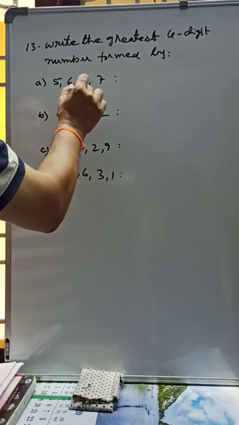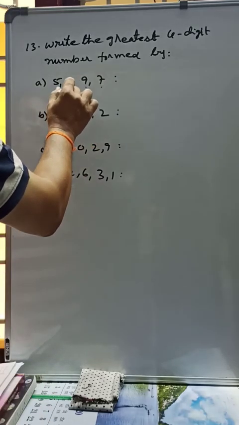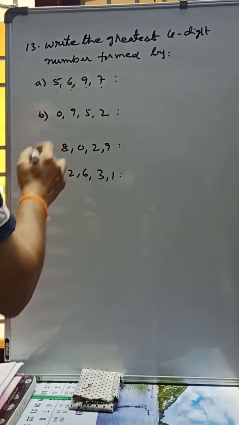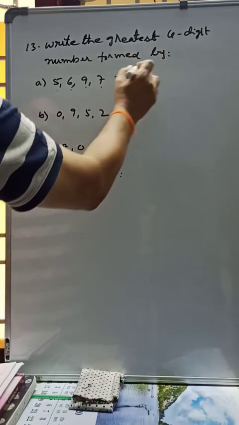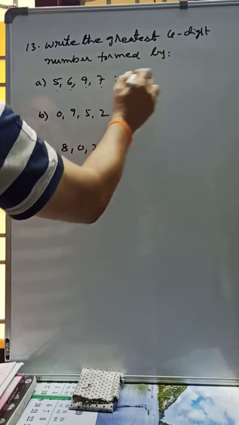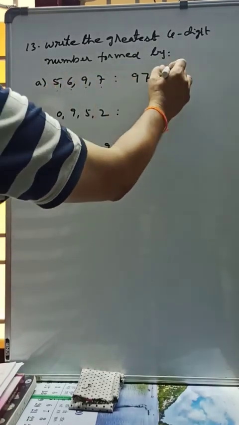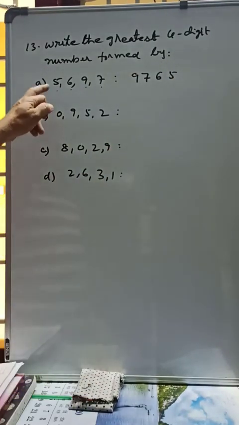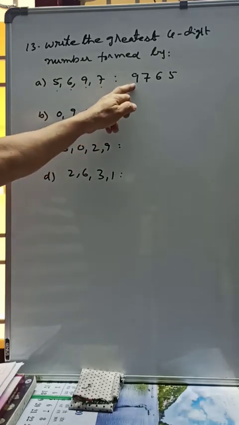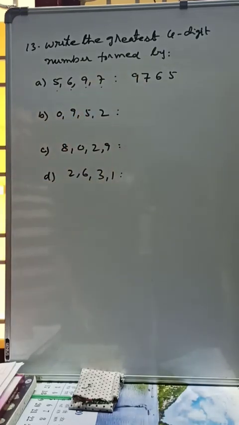9 is the greatest number. Next 7, next 6, and next 5. So 9000, first greatest number is 9, second greatest number is 7, third greatest number is 6, last one is 5. So the greatest 4-digit number formed by 5697 is 9765.